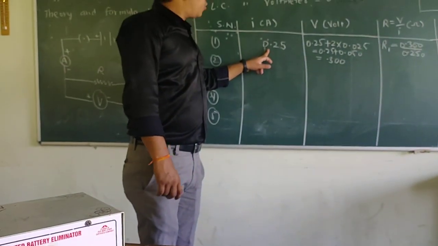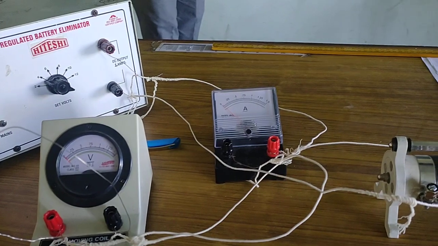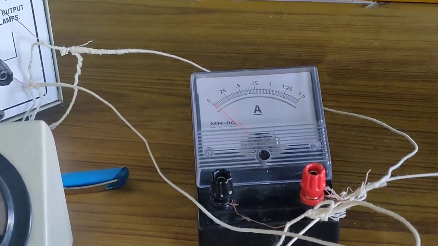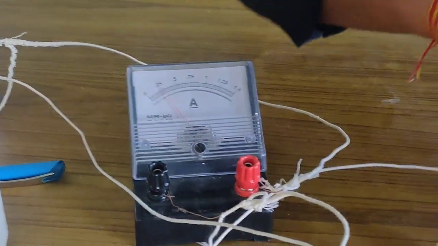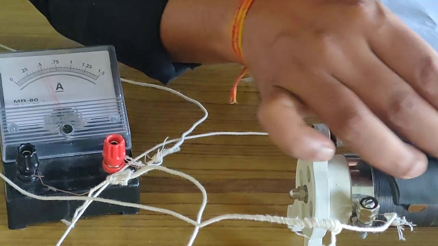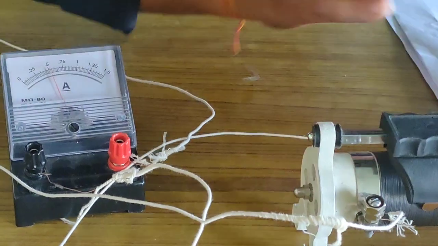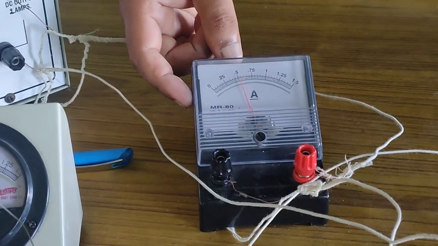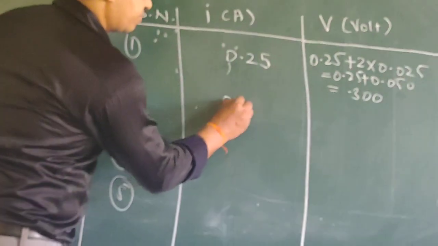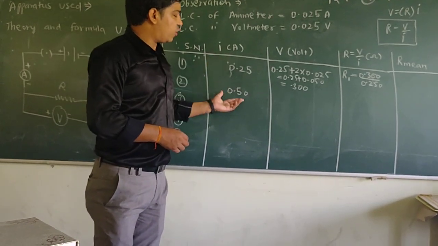For the second reading I am going to fix the value of this ammeter at double, that means 0.5. Now see, for the second reading. Okay, so again I am going to adjust the value of the ammeter, and this time 0.5. Okay, so as you can see in the ammeter, this is 0.5 ampere, sorry, this is the value of the ammeter.